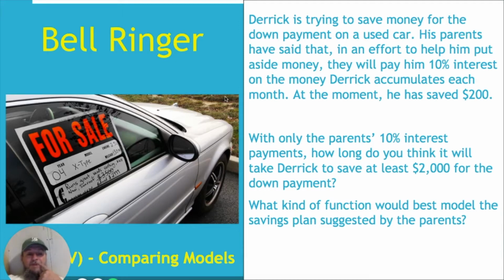So let's think about this for a second. He has $200, and after a month, his parents are going to pay him 10% interest on that. 10% of $200 is $20. So we add that to $200, and after 1 month, he'll have $220. After another month, we'll get 10% on the $220, and that'll add $22. So he'll have $242, and so on. We'll discover the answer a little bit further along, but you'll see why that takes a very long time. Now, what kind of function do you think would model that? Well, I think you could describe it with both a recursive and an explicit function, and we'll look at both. So let's move on.